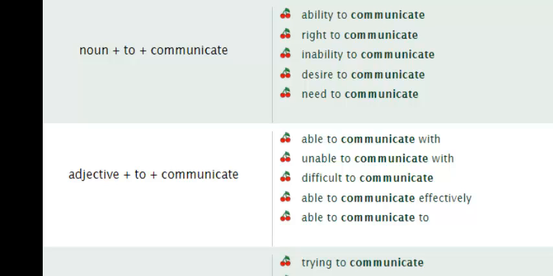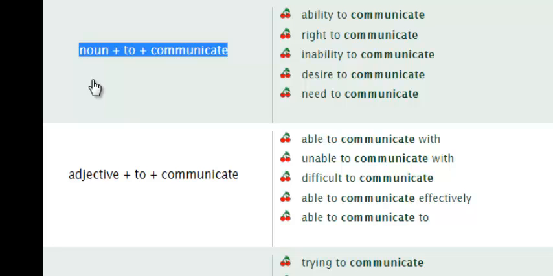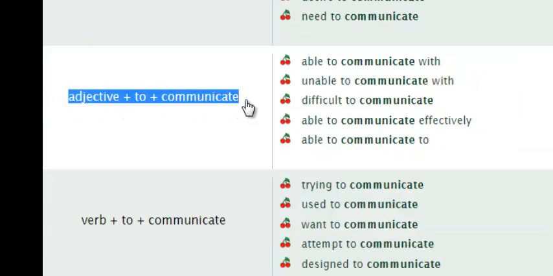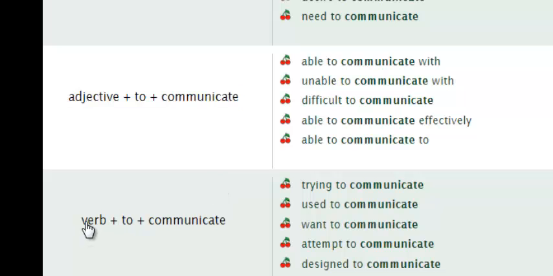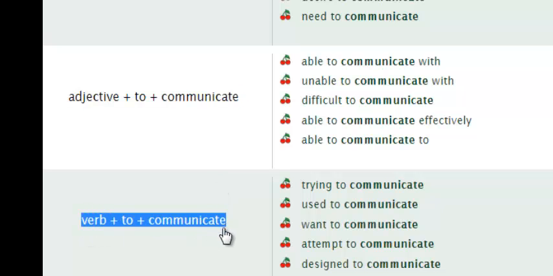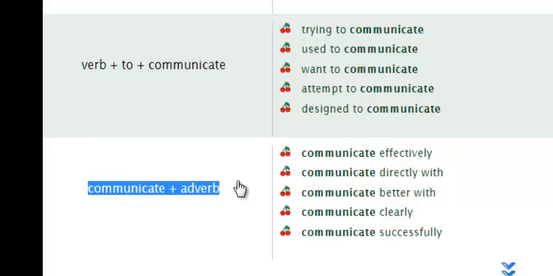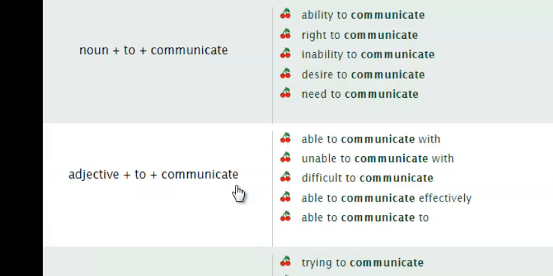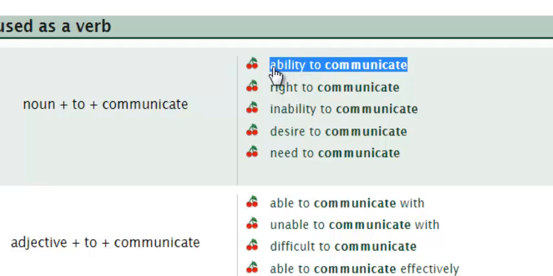Let's also take a look at collocations. Now, we said before that collocations are words that tend to co-occur together. The website that I'm looking at is a fantastic website that actually gives you the common grammatical patterns you can see here: noun plus "to communicate," adjective plus "to communicate," verb plus "to communicate," "communicate" plus adverb, and all of the common collocations, the words that go together.